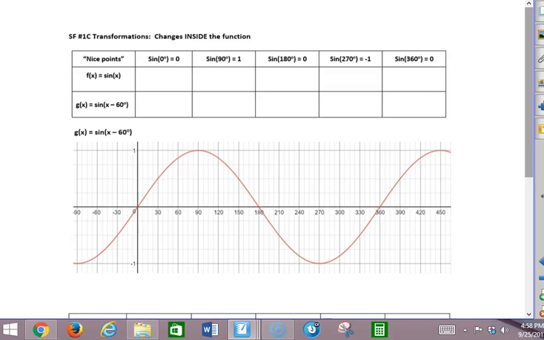Now we want to talk about transformations when we change something inside the sine or the cosine function. These changes are going to affect the x direction of the graph. Now these are a little trickier to deal with because we have to apply these changes before we find the sine value.